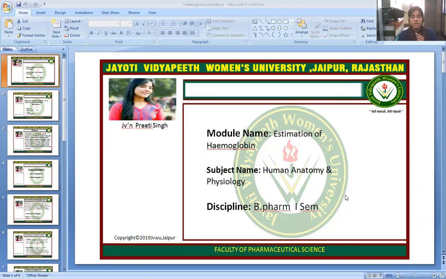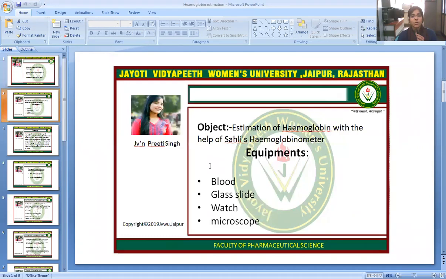Today, I will discuss the practical protocol of estimation of hemoglobin. What is the estimation of hemoglobin? Estimation of hemoglobin belongs to the human anatomy and physiology practical for the B Pharm first semester. So today's objective is estimation of hemoglobin with the help of Sahli's hemoglobinometer. Equipment: blood, glass slide, and watch microscope.